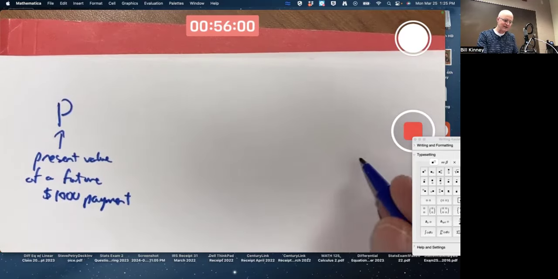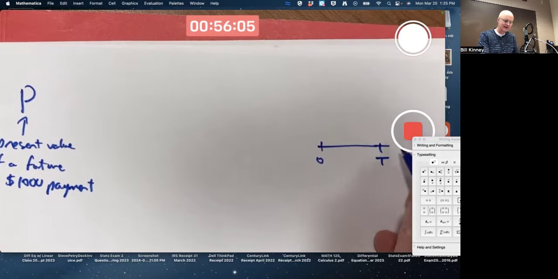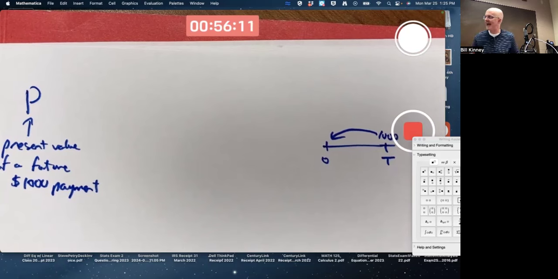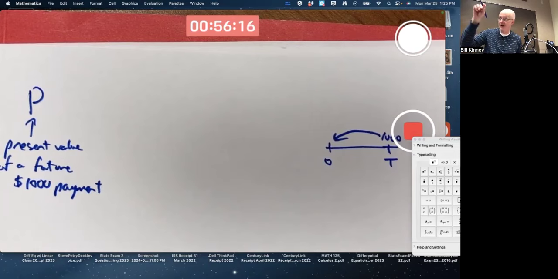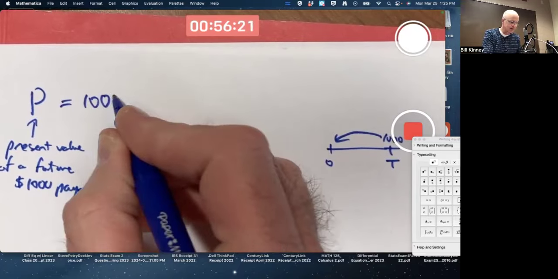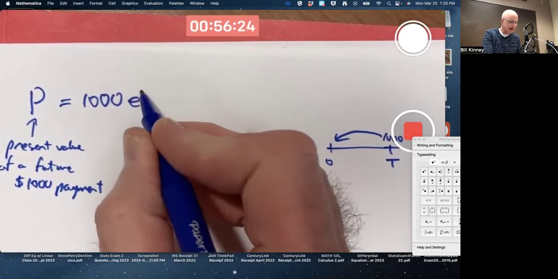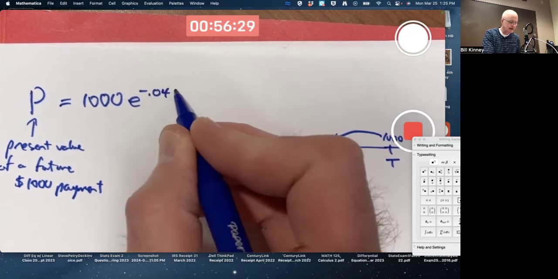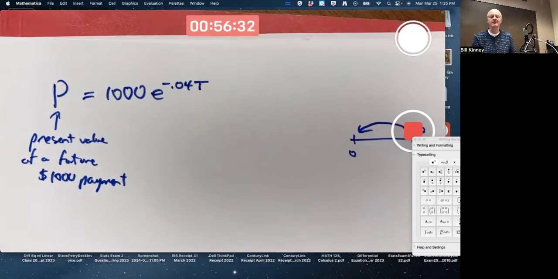How do you find present values? Say the refrigerator dies at time capital T. It's a $1,000 payment there. You got to go back to time 0. You got to multiply by an exponential decay, e to the negative interest rate times t, right? We talked about this last Friday. The present value would be $1,000 times e to the negative interest rate, let's pretend it's 4%, times t, the time that you make the payment. It's a new random variable created from an old random variable.